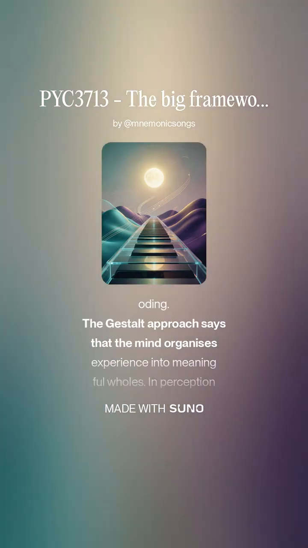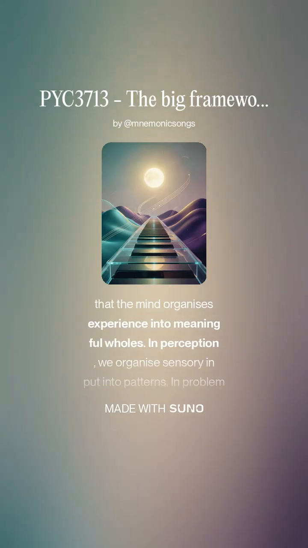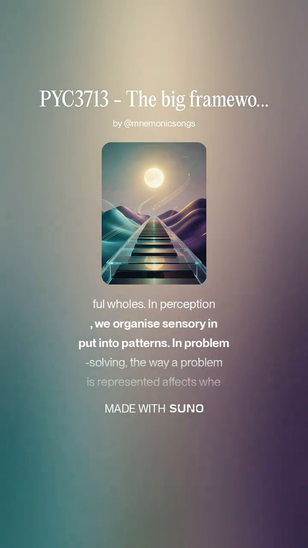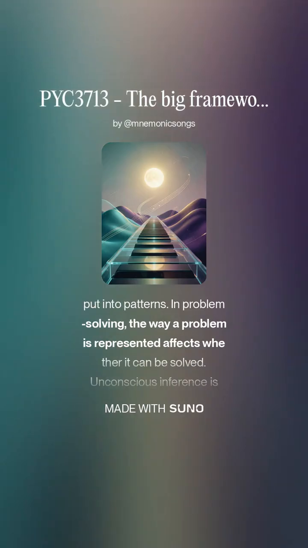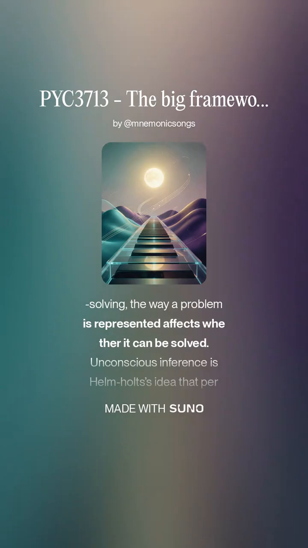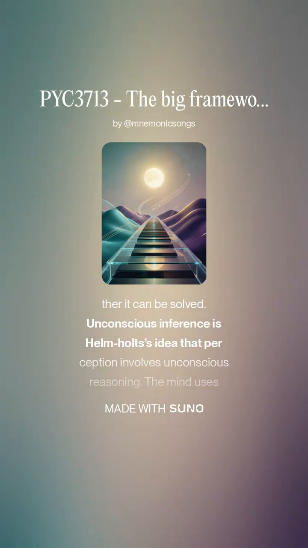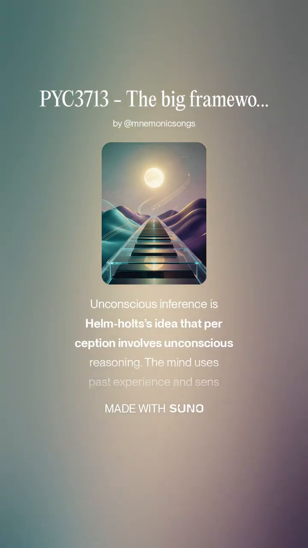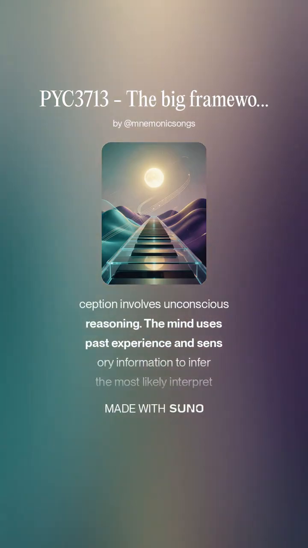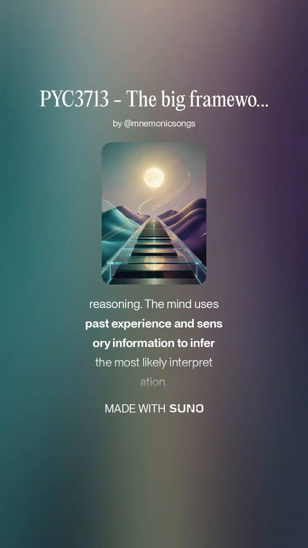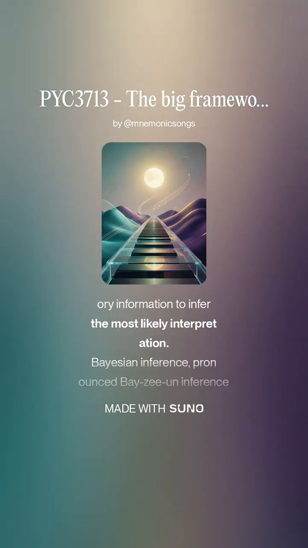Encoding specificity says that retrieval improves when the cues present during recall match the conditions present during encoding. The Gestalt approach says that the mind organizes experience into meaningful wholes. In perception, we organize sensory input into patterns. In problem solving, the way a problem is represented affects whether it can be solved. Unconscious inference is Helmholtz's idea that perception involves unconscious reasoning. The mind uses past experience and sensory information to infer the most likely interpretation.